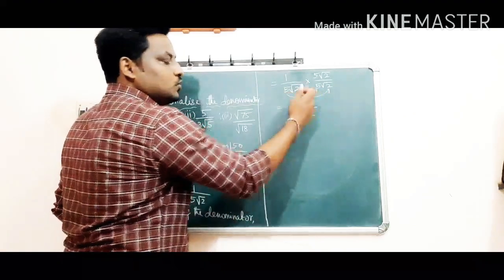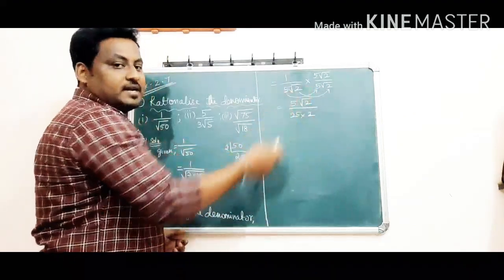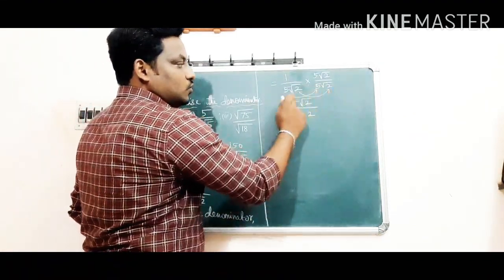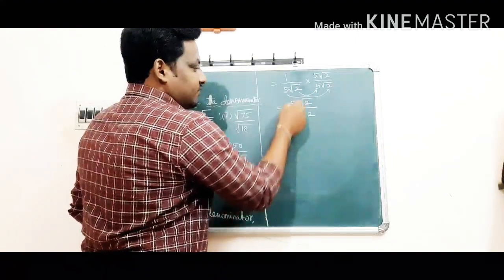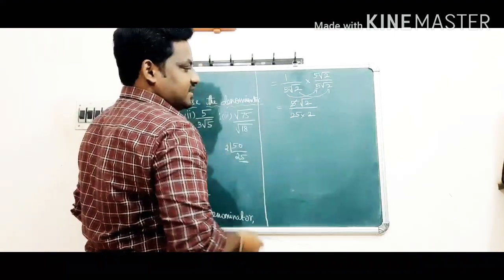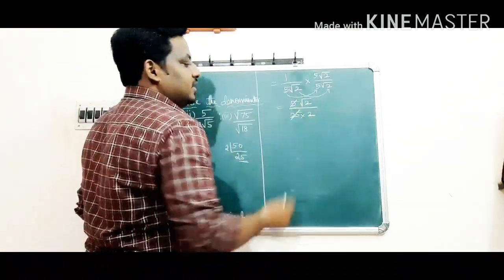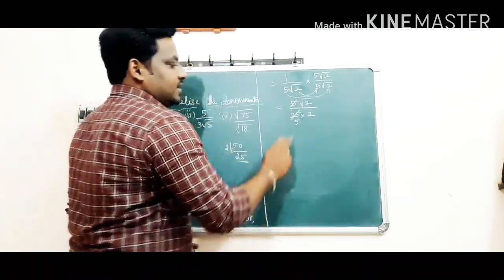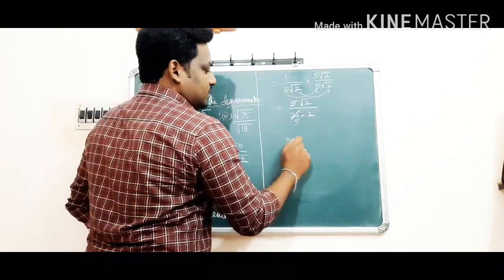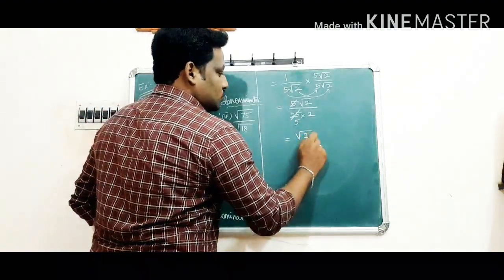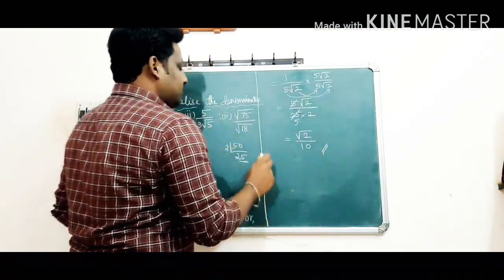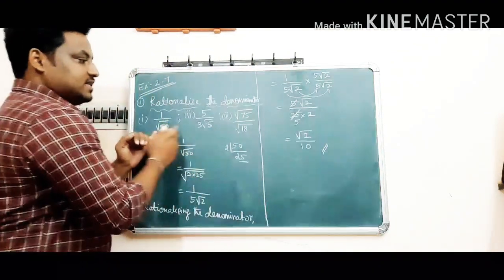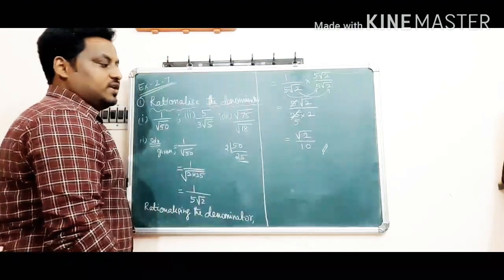Root 2 into root 2, the root will be cancelled. That means root 2 square. So root 2 into root 2, the root will be cancelled. That is equal to 2. So now we can simplify the value. 1 5 is 5, 5 5s are 25. So 5 into 2 is equal to 10. That means root 2 divided by 10. So this is the value of rationalizing the denominator, which is equal to root 2 divided by 10.